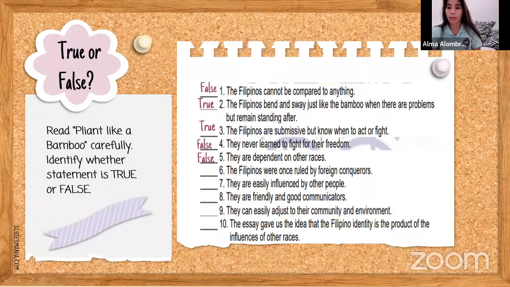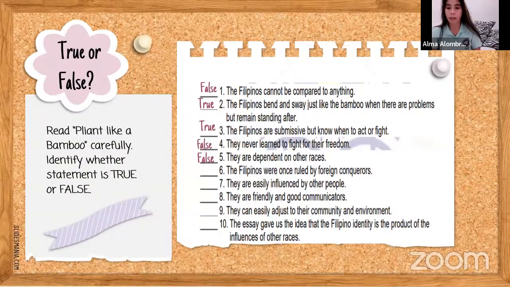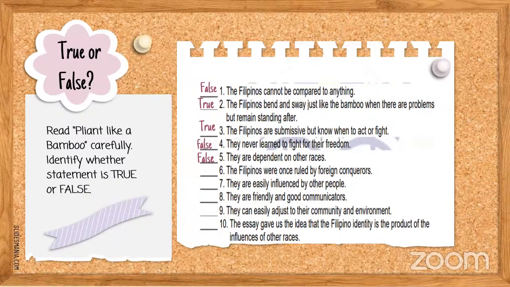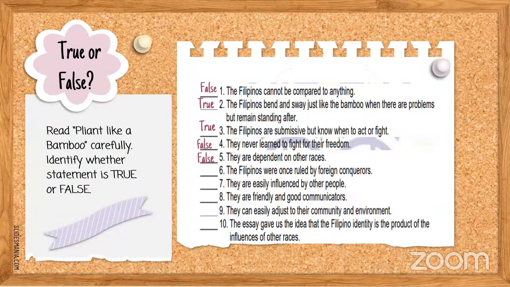RV, your mic is already open, so kindly participate now. Read number 6. Stabilio, Arvin, your mic is already open. Can you read number 6? Okay, I'll mute you then.